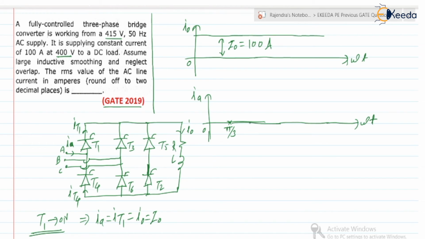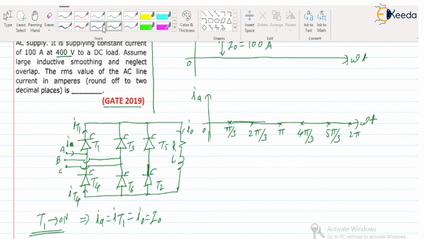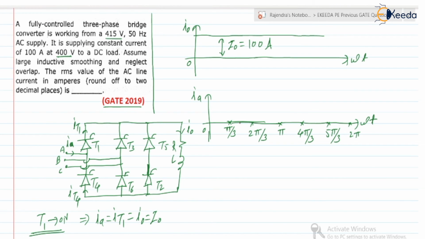Okay, suppose this is 2π/3. Suppose this is π. Next 4π/3, next 5π/3, and the next one is 2π. If you recall the conduction of the thyristors, thyristor T1 will be in the on state from π/3 plus α. Let us consider this as α. So from π/3 + α till π + α, thyristor T1 will be in the on state.